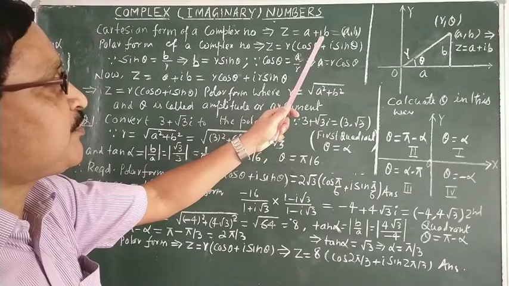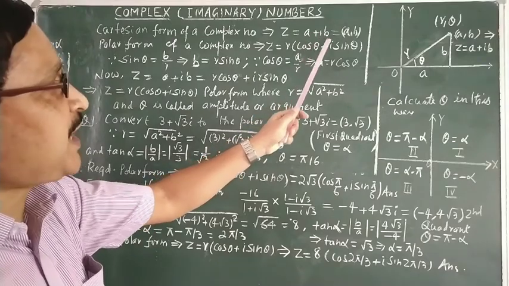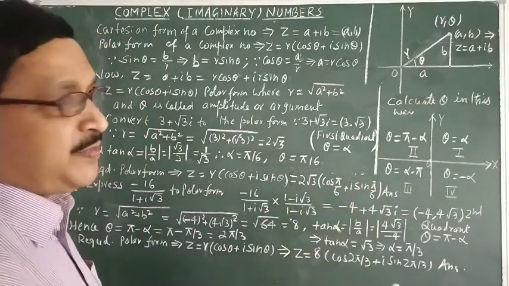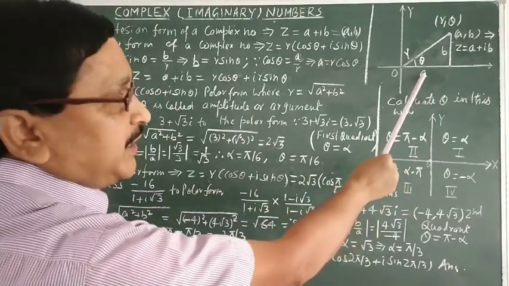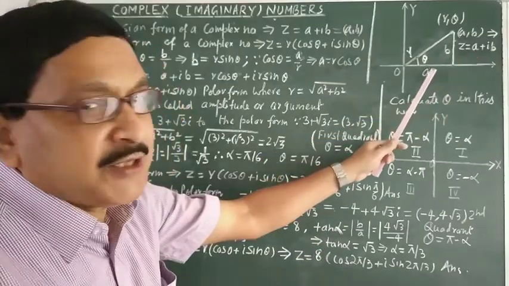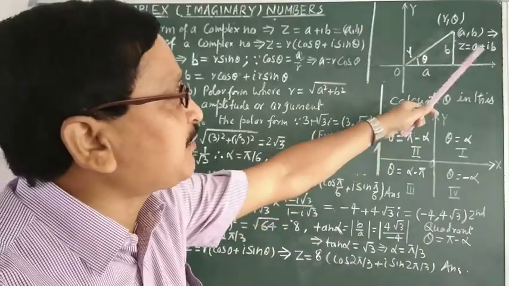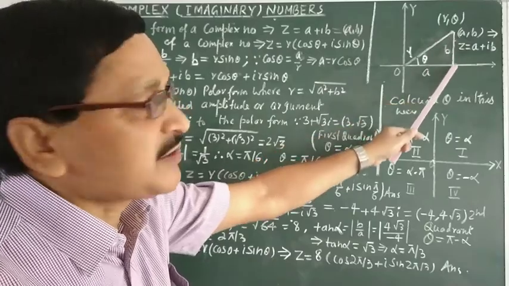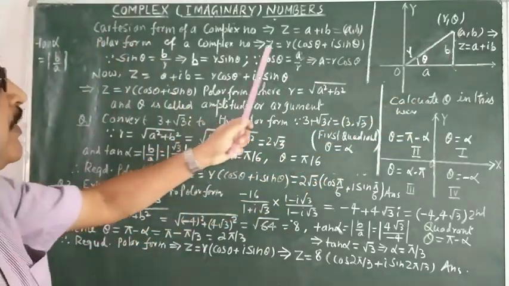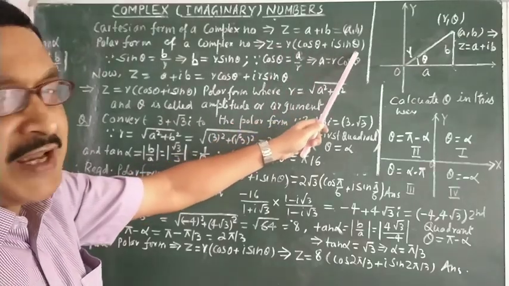This is called Z is equal to A plus iB. A plus iB stands for (A, B). If (A, B) stands for A plus iB, then this length is called A and this length is called B. The real part is shifted along the horizontal, and the imaginary part is shifted along the vertical. Now the polar form is Z is equal to R (cos theta plus i sin theta).